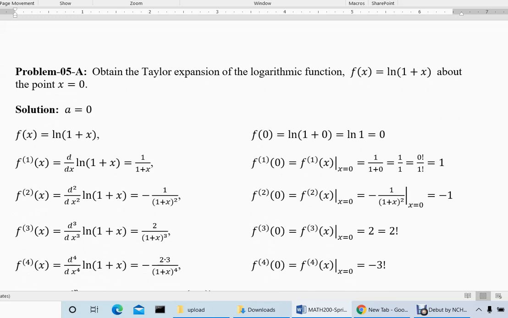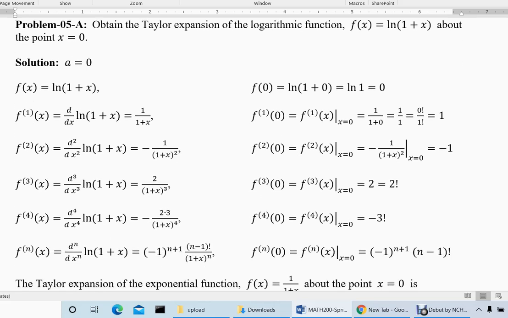Next is obtain the Taylor expansion of the logarithmic function f of x equal to ln 1 plus x about the point x equal to 0, a equal to 0. F of x is ln 1 plus x. The first derivative is 1 over 1 plus x. The second derivative is minus 1 over 1 plus x whole square. The third derivative is 2 over 1 plus x whole cube. The fourth derivative will be minus 2 into 3 divided by 1 plus x power 4.